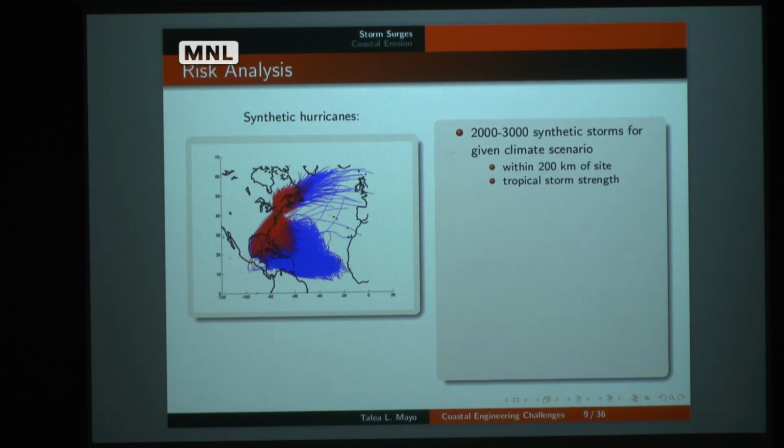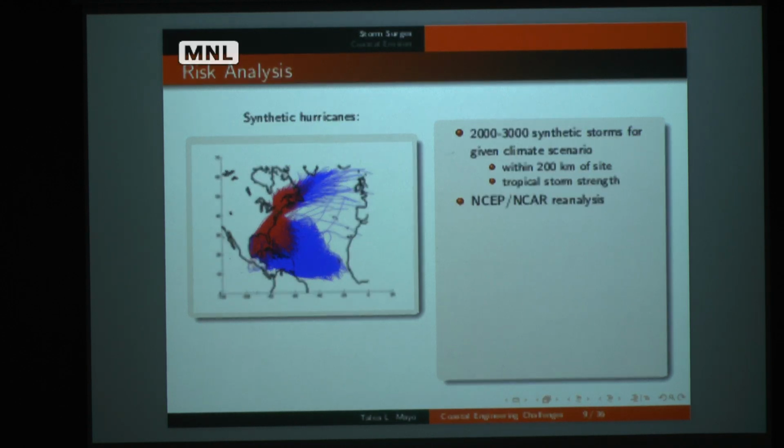Okay, so we take a sample from the storms that are generated, and if we care about a particular area, we choose the ones that come close, which means they're within 200 kilometers, and then they're at least tropical storm strength. These are the ones we want to study.